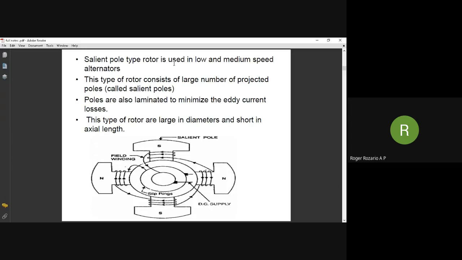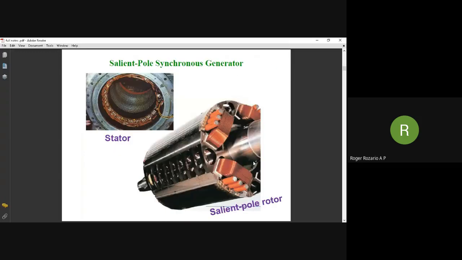The salient pole rotor is used in low and medium speed alternators. A large number of projected poles is what we discussed. Large diameters, small axial length. These are salient pole rotors. This is a diagram for a salient pole rotor. Look at the projected poles here, with 3 windings.